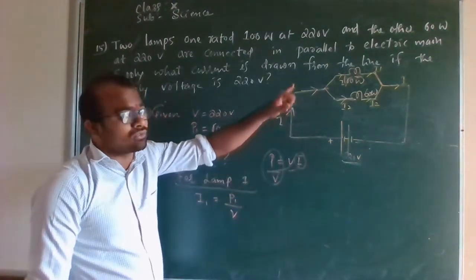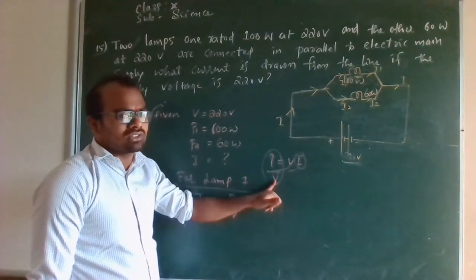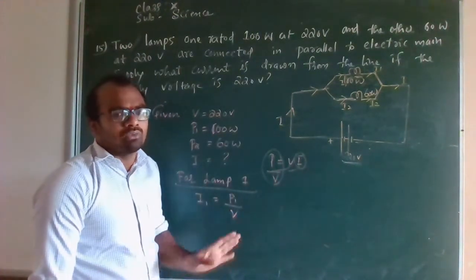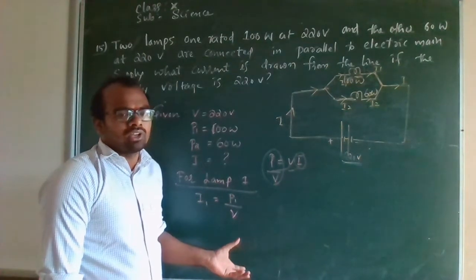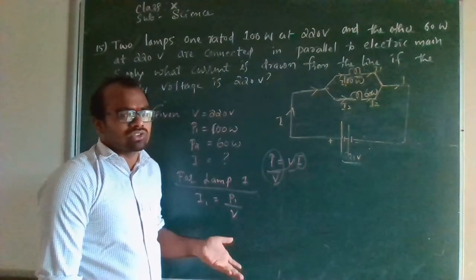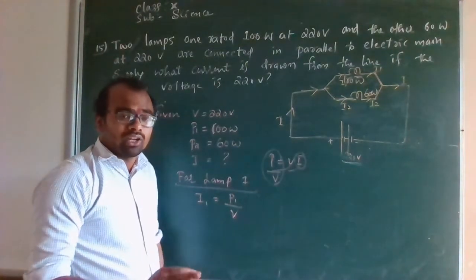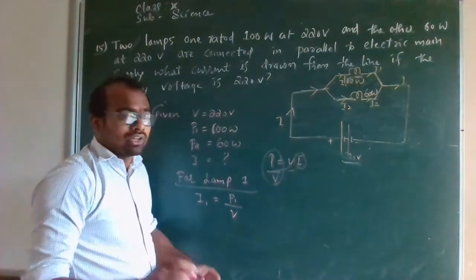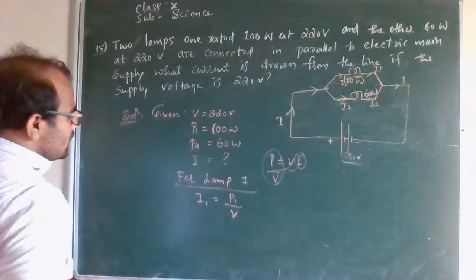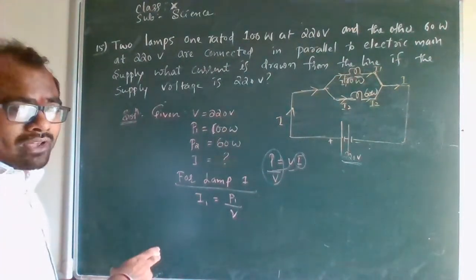P is different here for both bulbs, but V is constant. That is why there is no need to write V1 and V2; we can take it as V, because in parallel combination V is constant. In series combination current is constant, so there we take only I, and we don't take I1 and I2. So here I1 is equal to P1 by V.